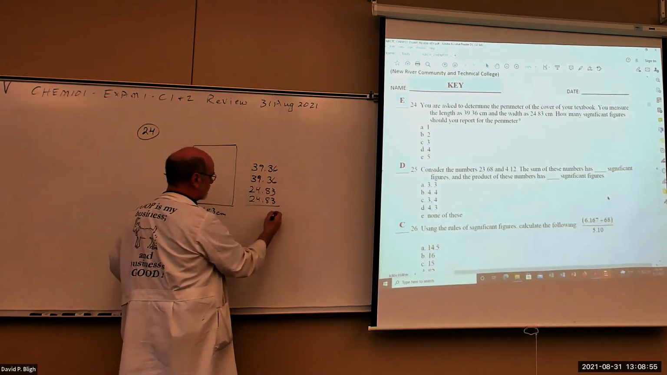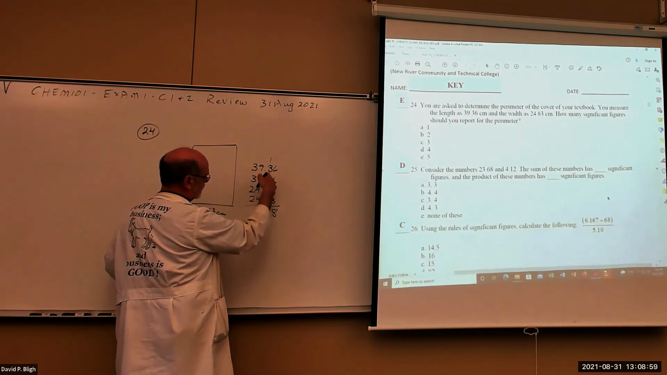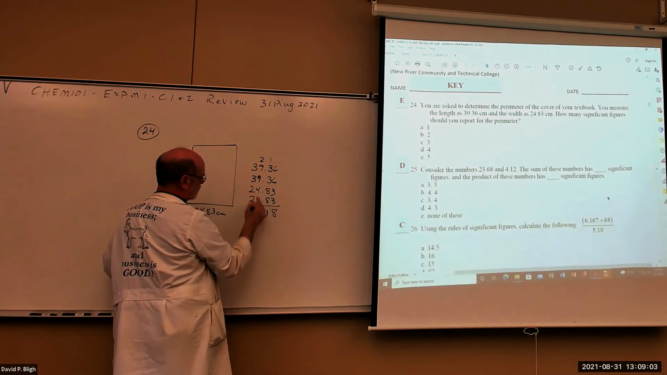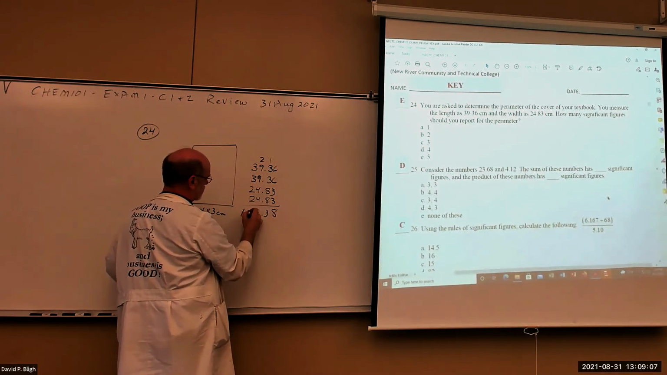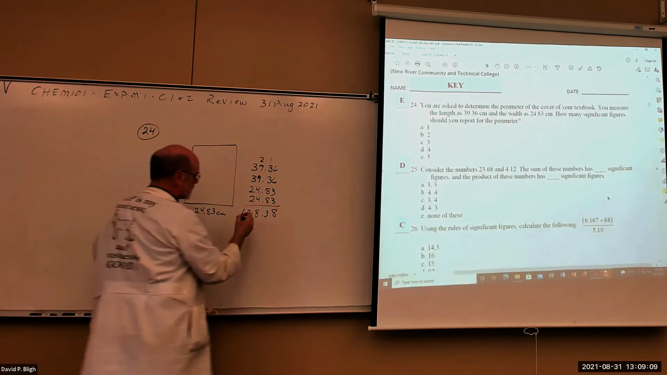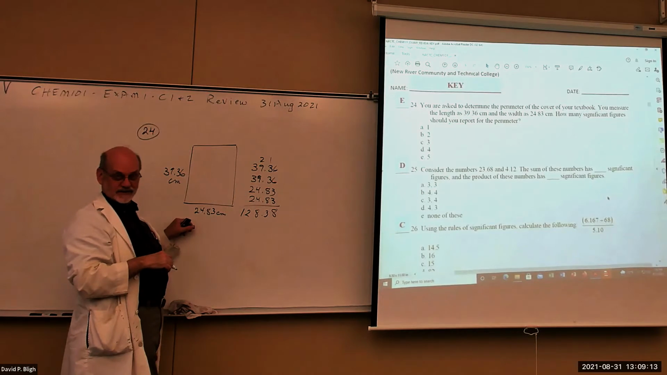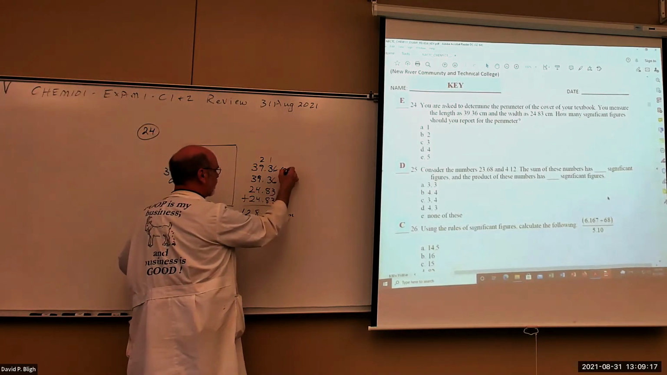So 3 and 6 is 18. And then 16, 17, 23. And then 11, 20, 28. 2, 4, 6, and 6 is 12. So this is, what are our units of measure? Still centimeters, right? Because we're just adding centimeters all the way down.